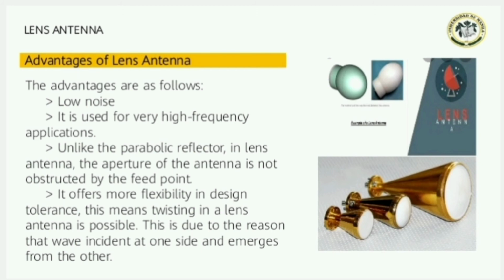The next topic is the advantages and disadvantages of lens antenna. The advantages of lens antenna: first, low noise. Second, it is used for very high frequency applications. Third, unlike the parabolic reflector, in the lens antenna the aperture of the lens is not obstructed by the feed point. And the last, it offers more flexibility in design tolerance. This means twisting in a lens antenna is possible. This is due to the fact that the wave is incident at one side and emerges from another.